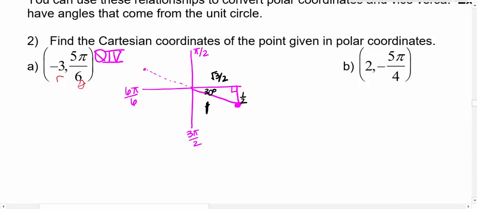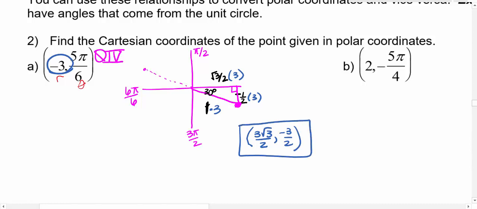And then I go through and label my positives and negatives. So because I'm in the 4th quadrant, I go to the right, so the x is positive, but I go down, so that y value should be negative. And then you don't have a hypotenuse of 1, you have a hypotenuse of 3. So I just go through and multiply all 3 sides by 3. And now I know exactly what this point is in rectangular mode. It's 3 rad 3 over 2, comma, -3/2. And I did not need a formula to tell me that. I just needed to know some of my trigonometry to do that.